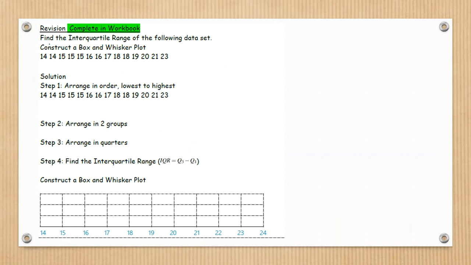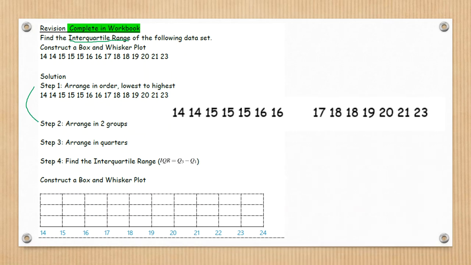Let's just revise how to find the interquartile range and how to construct box and whisker plots. So pause the video, finish the questions, and then check your answers. Step 1, we need to have the scores in lowest to highest form, which for this one they are. So we can move to step 2, arrange into groups, which looks like this.